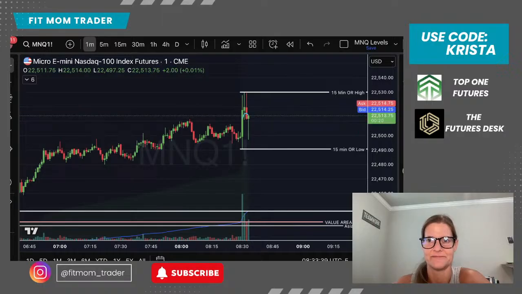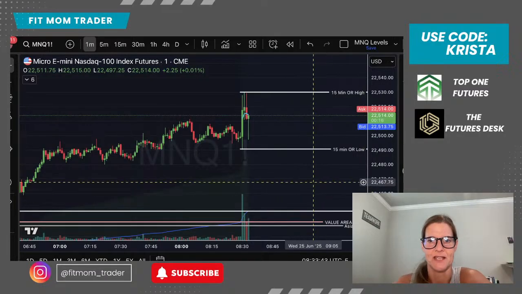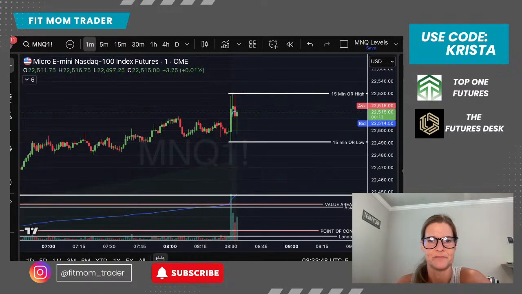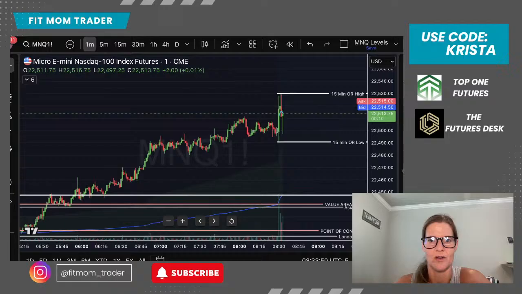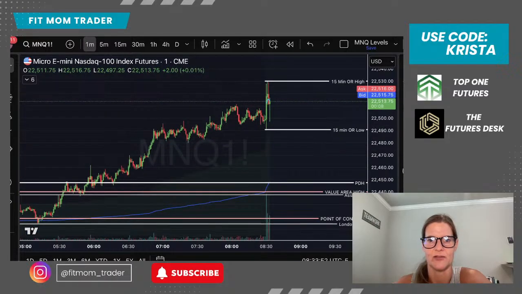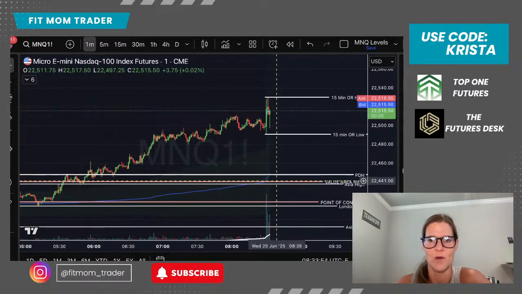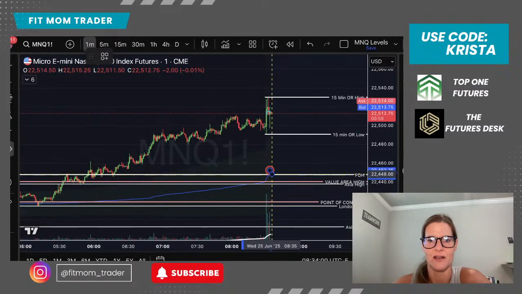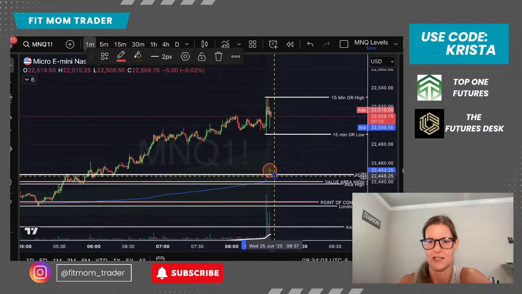Right now, I'm just going to sit patient, see how this 15-minute opening range plays out. And I'm hoping for a pullback to one of these levels. I'm watching VWAP, which is sitting right at previous day high. So a pullback to this area would be nice. I'd pay attention to that.